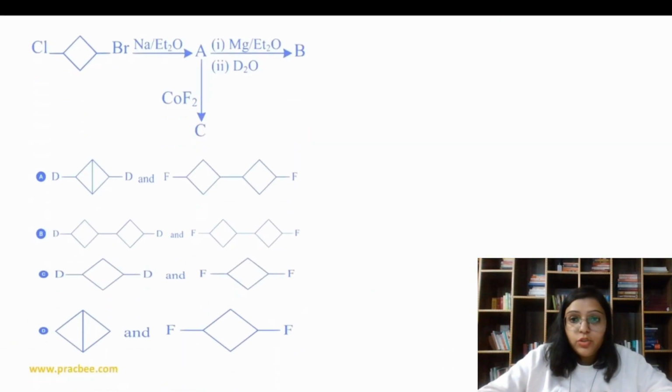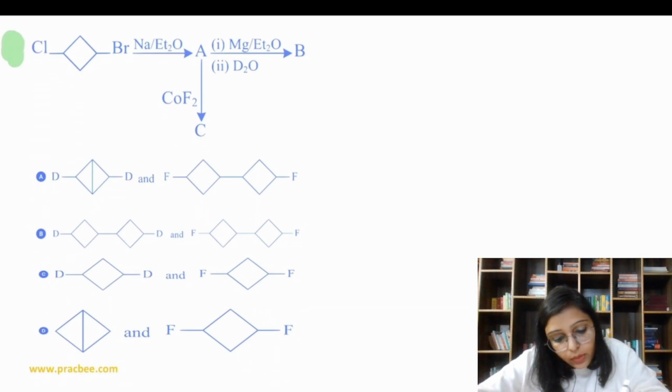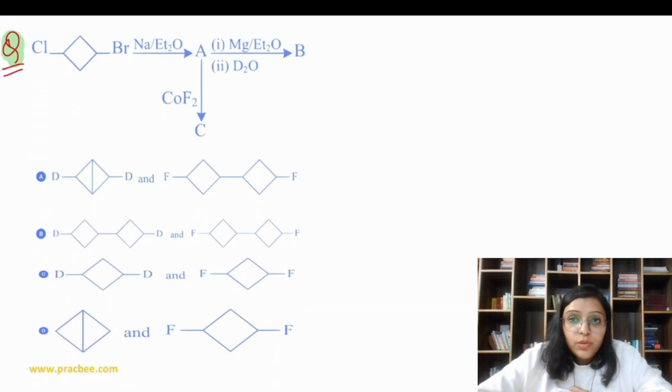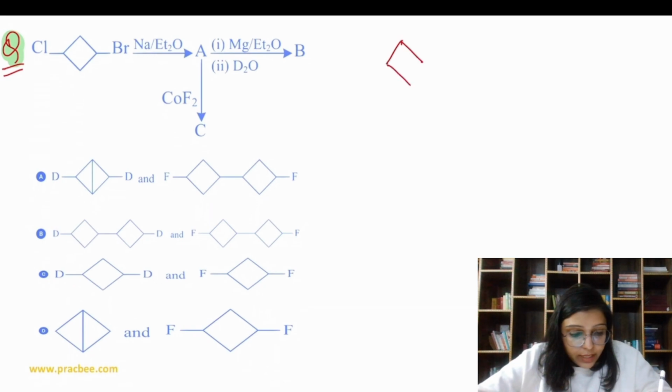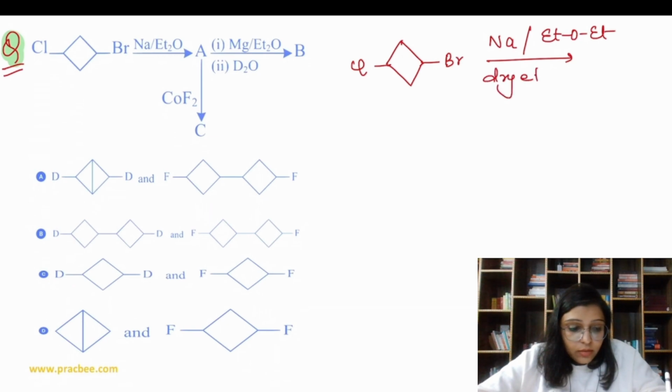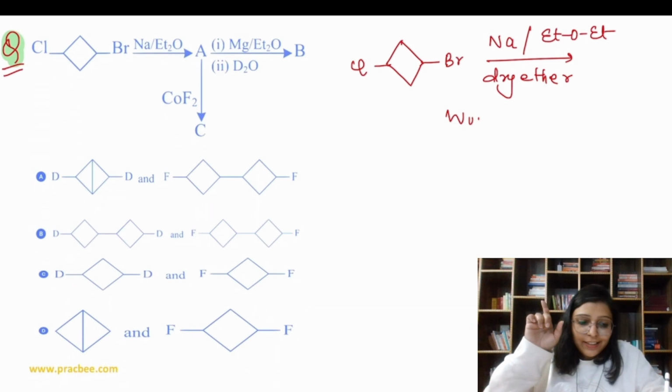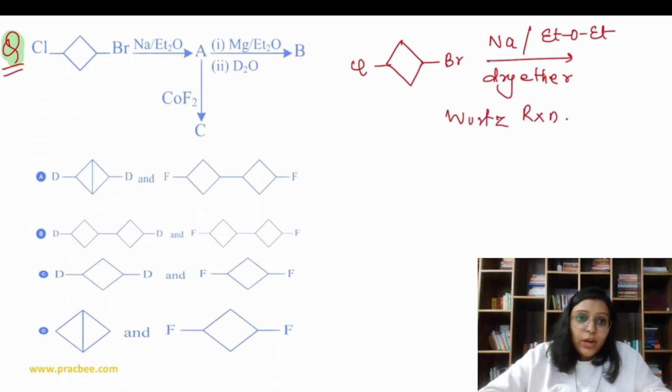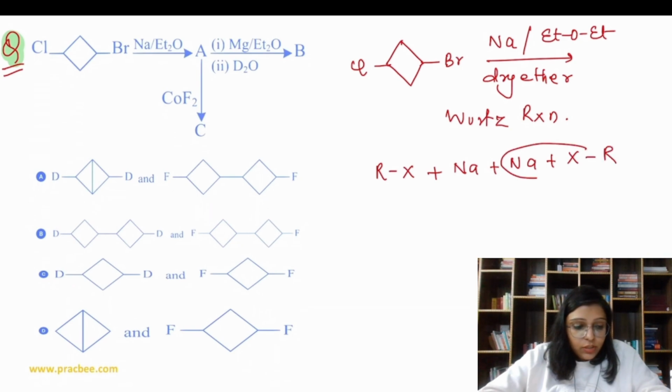Now moving on to the next question. Next question is this. Okay, so we have cyclobutane. Here we have Cl and here we have Br, and this is Na in the presence of diethyl ether. So it means dry ether. This reaction is the same as Wurtz reaction. So what happens in Wurtz reaction? If we have RX and Na, we get Na plus XR, so just remove NaX.